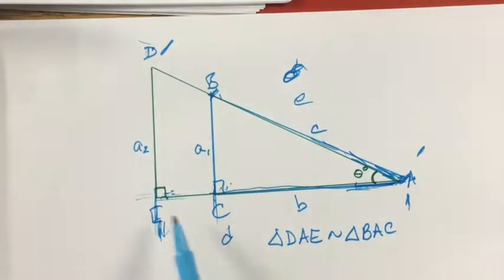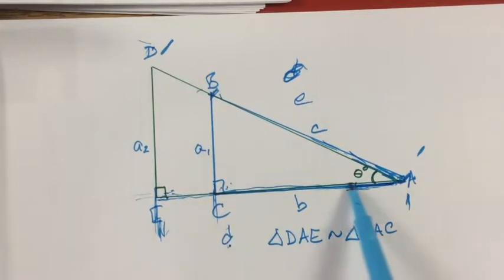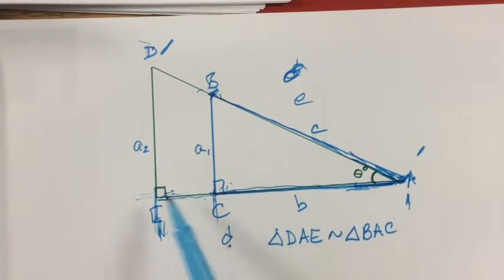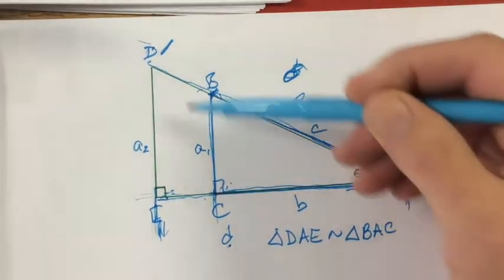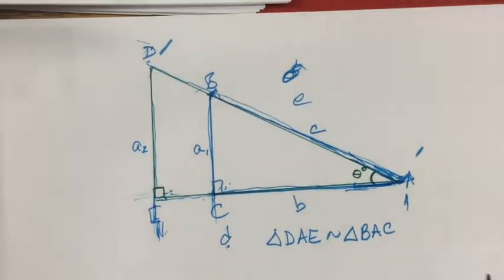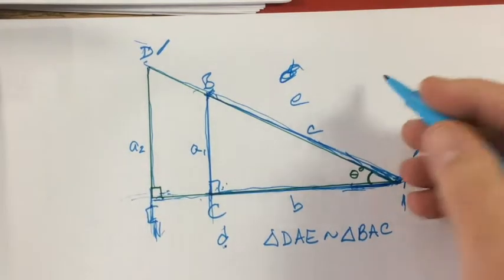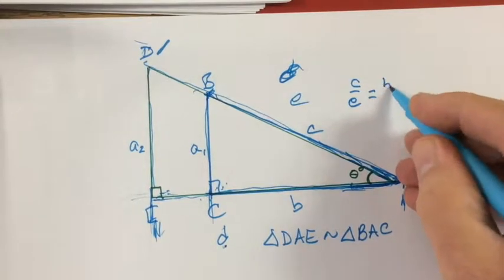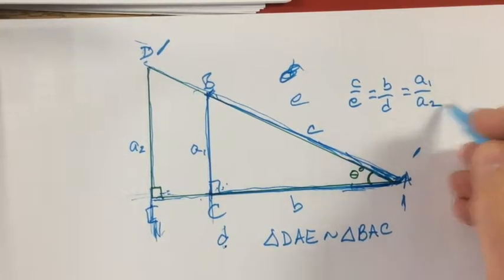So across from angle D on this triangle, I've got this long stick here that's D units long. Across from B, I have this that's B units long. Across from C, I have one that's C units long. I have across from E, one that's E units long. And across from A, I've got A1 and A2. And here's what we know about these sides. We know that the proportion of C to E is equal to the proportion of B to D, and that's equal to the proportion of A1 to A2.